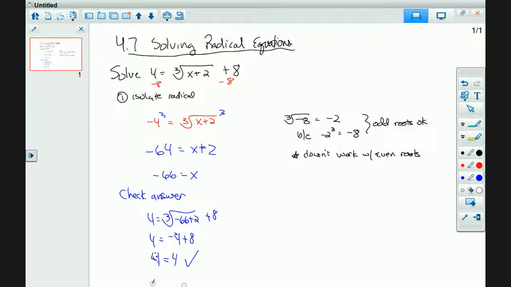Alright, so there's an easy one. This is a basic solving radical. You will run into some that are a lot more messy. Now it's a negative.